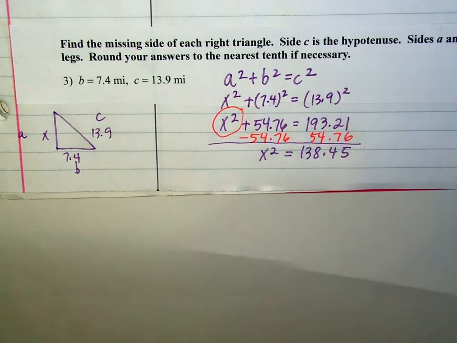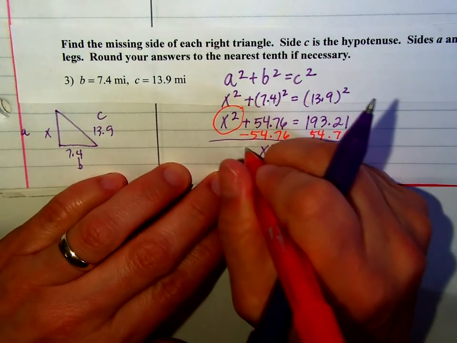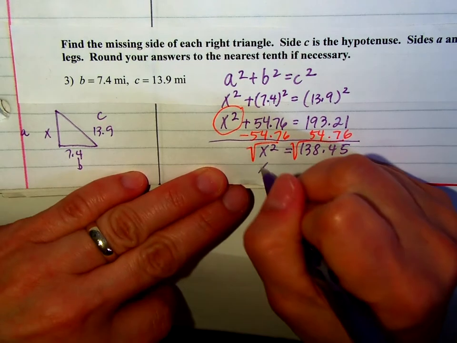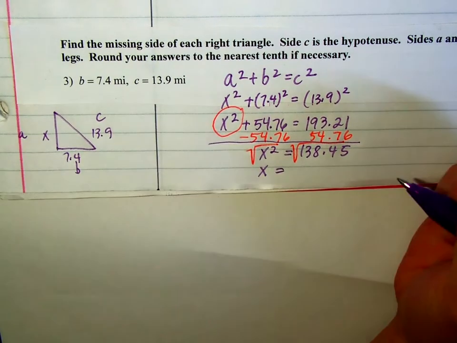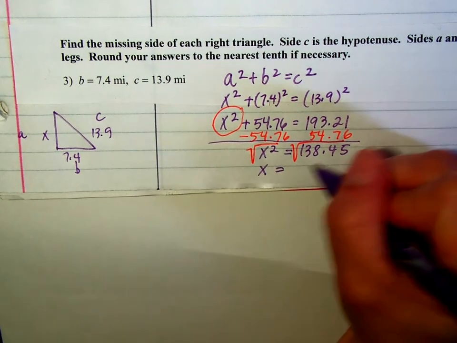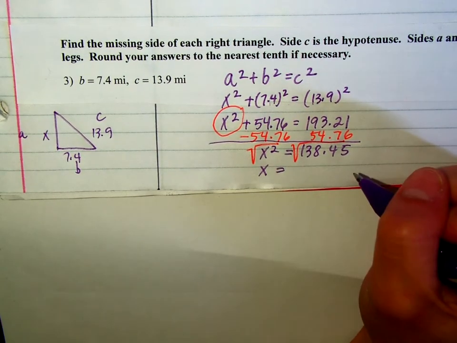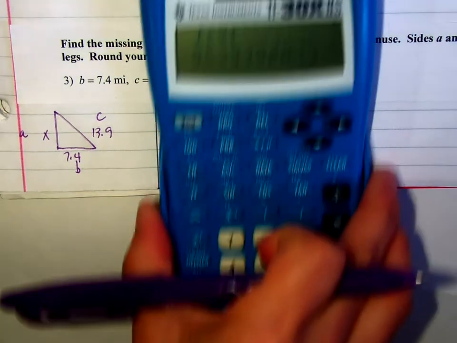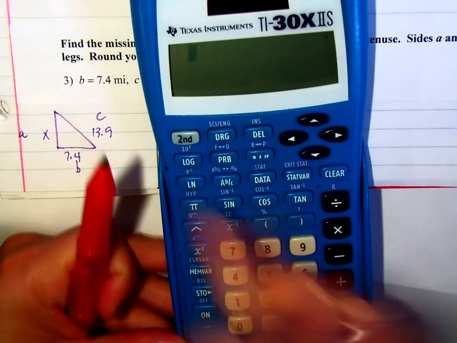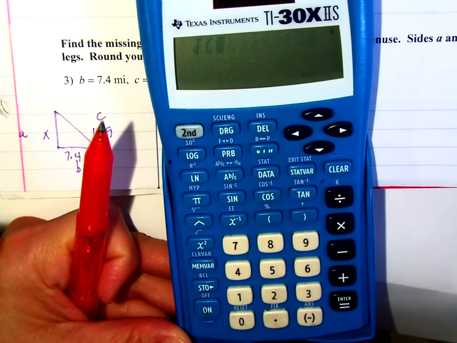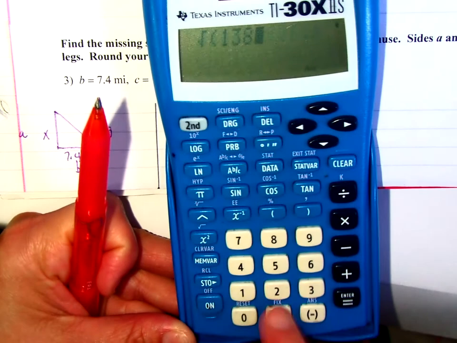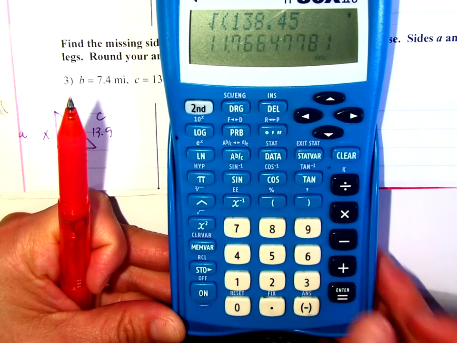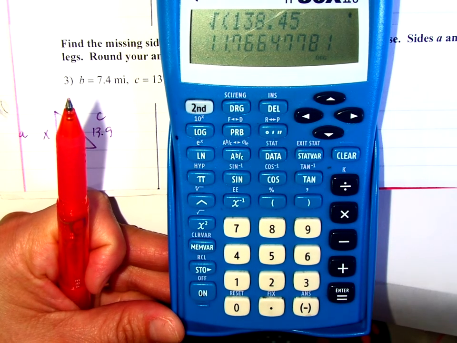And we want to take the square root of both sides. Remember, that symbol does not mean division. It means what number times itself will give us 138.45. So with our calculator, we're going to take second and then 138.45. Take the square root, and we're going to round to the nearest tenth again.